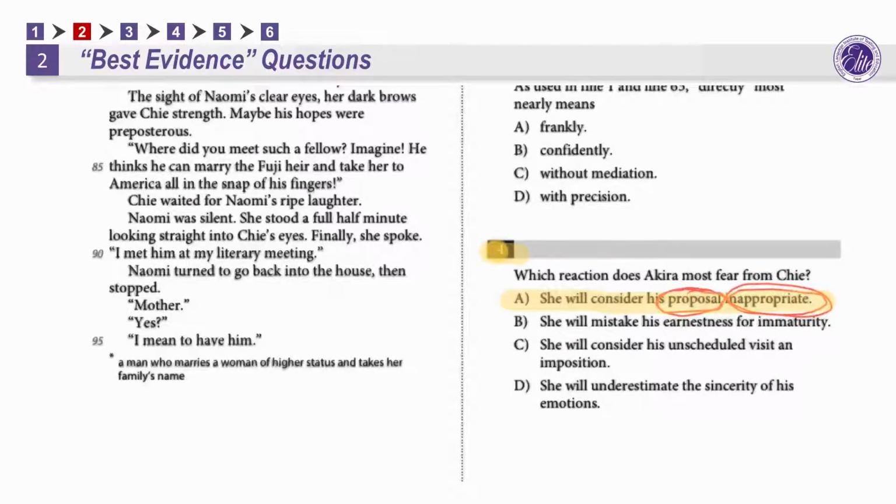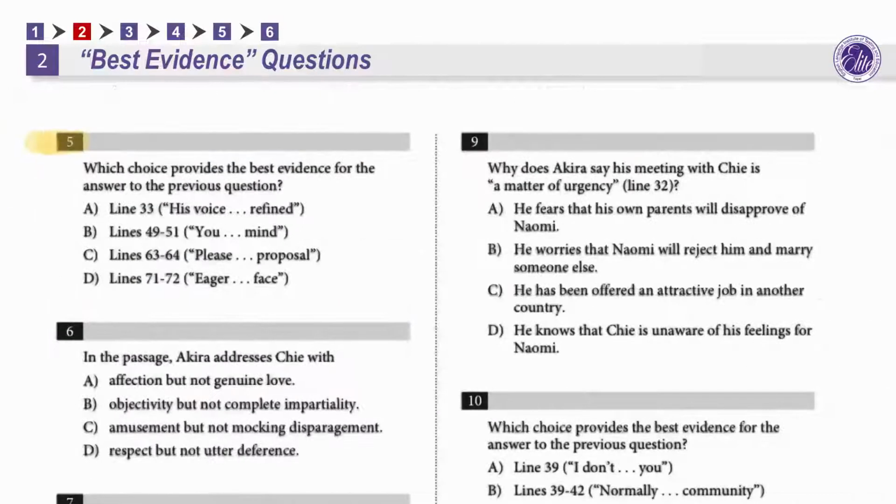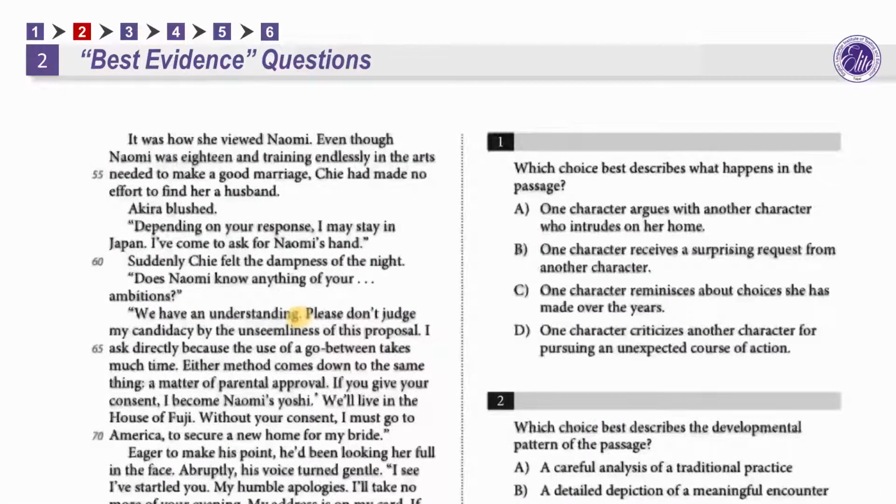So I'm going to go back to question number 5 now and look at the possible answers. Question number 5 gives me 4 possible answers and tells me where in the passage I can look for them. I'm going to start by looking in lines 63 to 64 because these lines contain the word proposal, which I know is a key idea of the answer I gave to question number 4. So let's have a look at lines 63 to 64.